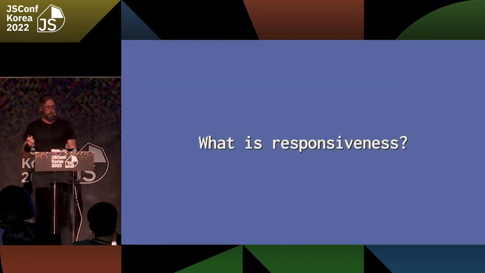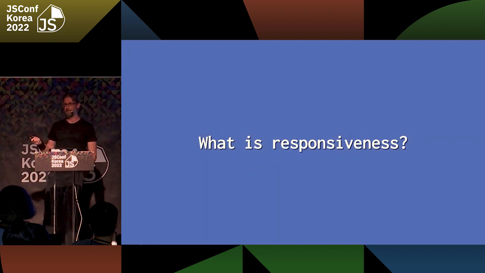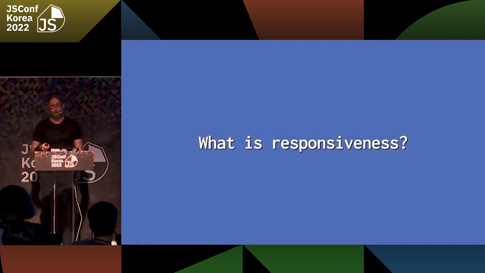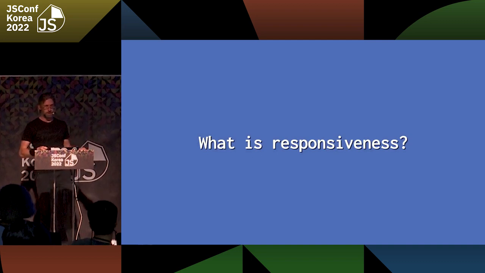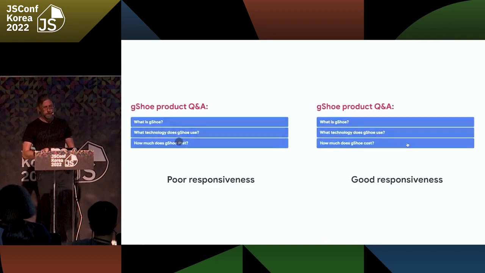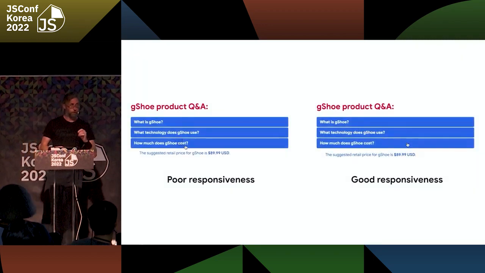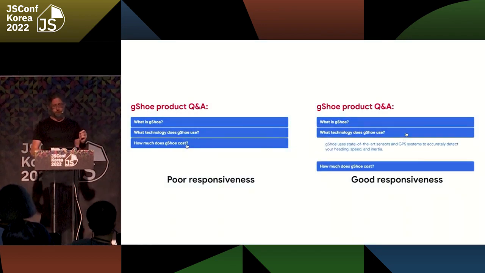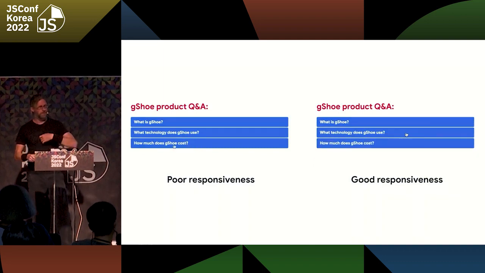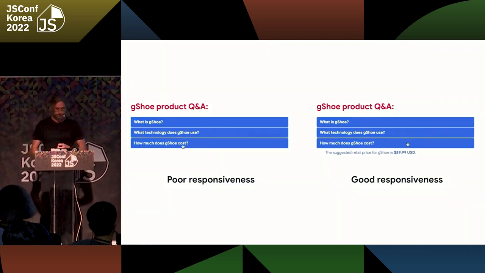So before we can get into INP, we need to clarify responsiveness. And when we talk about responsiveness, we're really talking about how quickly a user interface responds to a user's input. You've almost certainly experienced poor responsiveness. It occurs when you interact with something on the page, but the visual feedback of that interaction is significantly delayed.